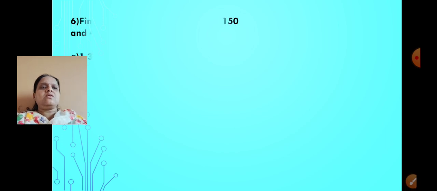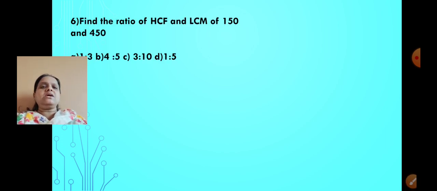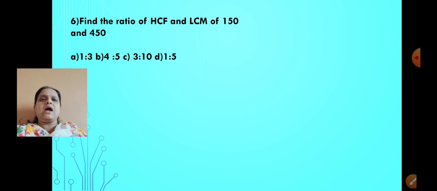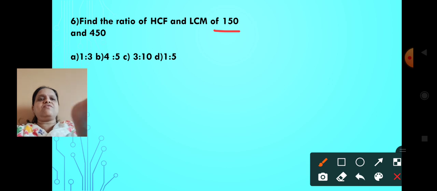Yes, so here the sixth question: find the ratio of HCF and LCM of 150 and 450. In this case, one method is to find the HCF and LCM separately and take the ratio. But if I want to do the calculation in the easiest way, or if you are aware of the concept of multiples and divisors, you can see 150 and 450. Cancel the 0s, that is 15 and 45. 15 threes are 45. Is it correct?